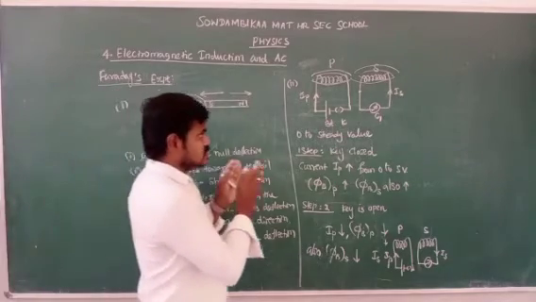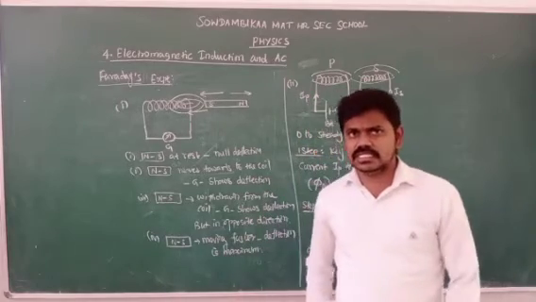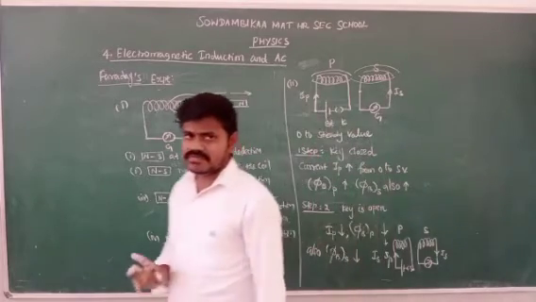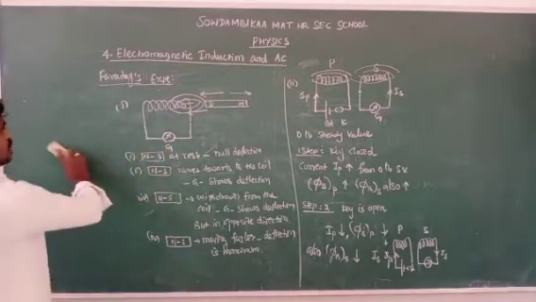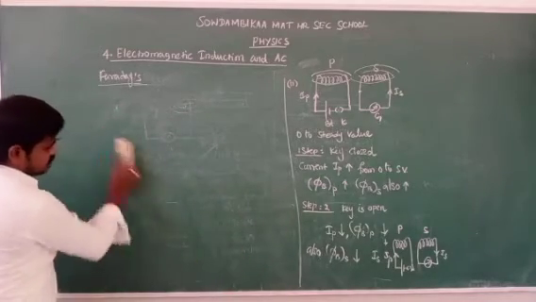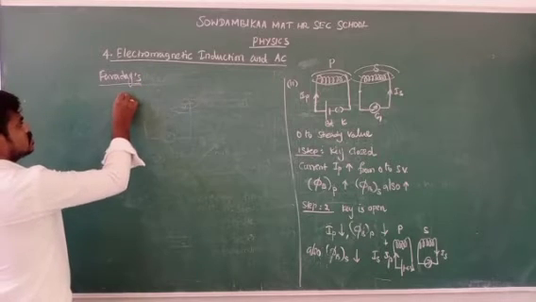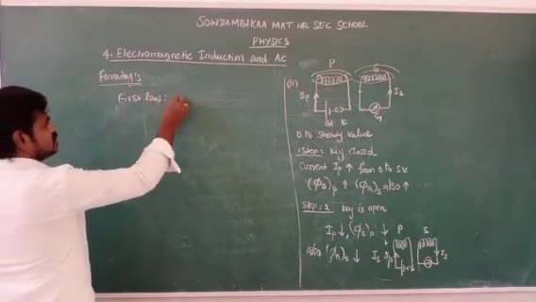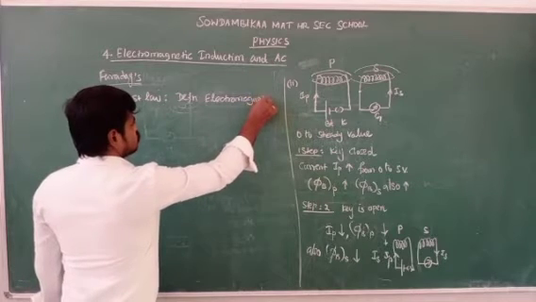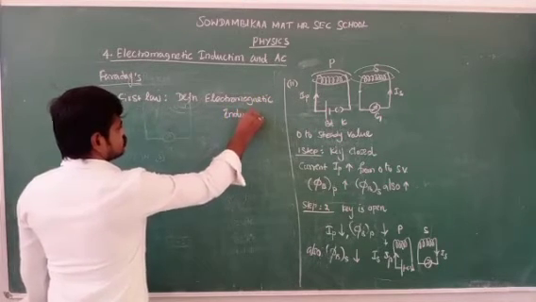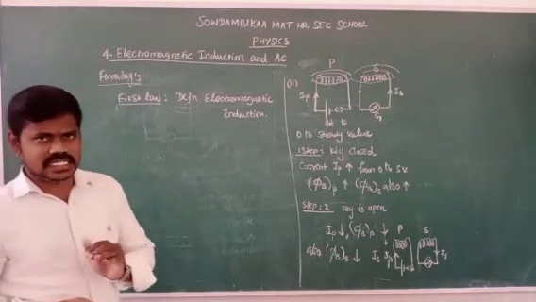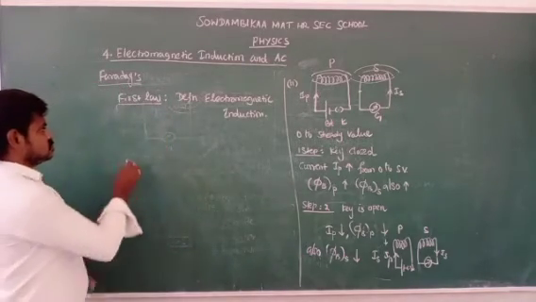So based on the two experimental observations, Michael Faraday concluded and stated two laws, Faraday's first law and Faraday's second law. What are the laws? Faraday's experimental observations led Michael Faraday to state two laws. The first law is nothing but the definition of electromagnetic induction. What is the statement of the first law? Whenever the magnetic flux linked with the coil changes, an EMF is induced.